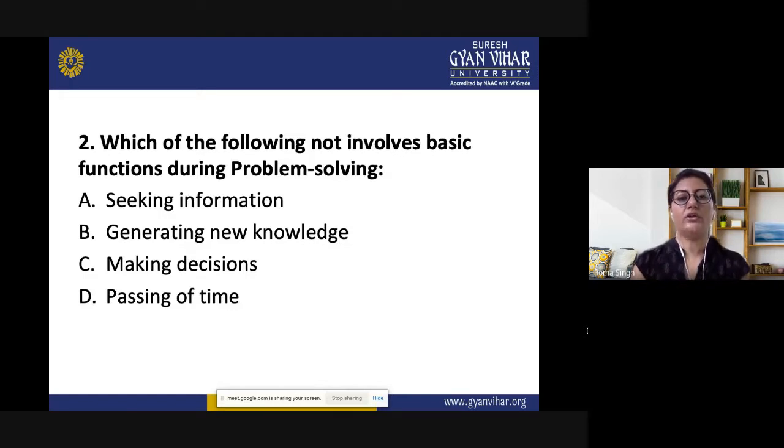Which of the following does not involve basic functions during problem solving? The options are seeking of information, generating new knowledge, making decisions, or passing of time. So the correct answers are seeking information, generating new knowledge, making decisions, and the wrong answer is passing of time. We never want our students to just pass their time, waste their time. We want them to get new information, generate some new knowledge, and try to find out new decisions or solutions.